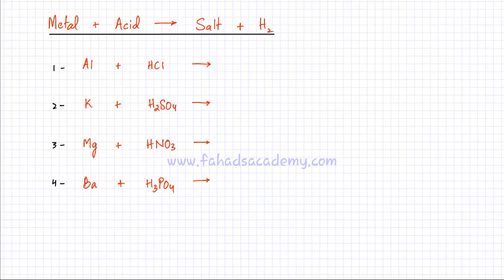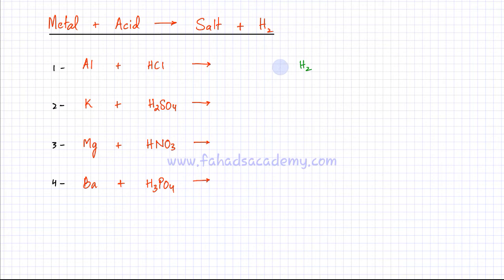Now I'm going to do a number of examples for the same reaction, which is metal plus acid produces salt plus hydrogen. So I've picked a number of metals and a number of different acids. I'm going to make an equation using the same method that we discussed previously. So let's look at the first one, where aluminium, which is a group 3 metal, is reacting with hydrochloric acid, HCl. And again, it's a metal plus acid reaction, so it would produce salt plus hydrogen gas. So hydrogen gas would be produced.